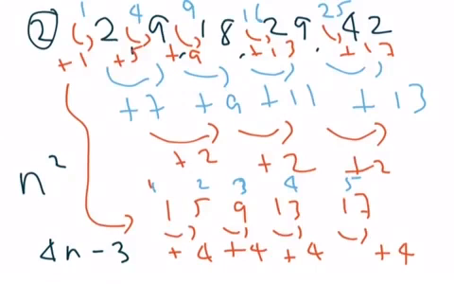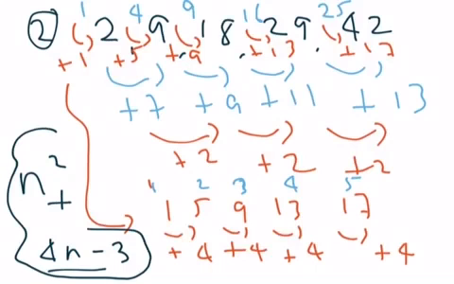minus 3. Now, just like before, if we put these two together, we've got our nth term, which is going to be n squared plus 4n minus 3. That's going to be the nth term of the original series. And that is the end of the lesson.